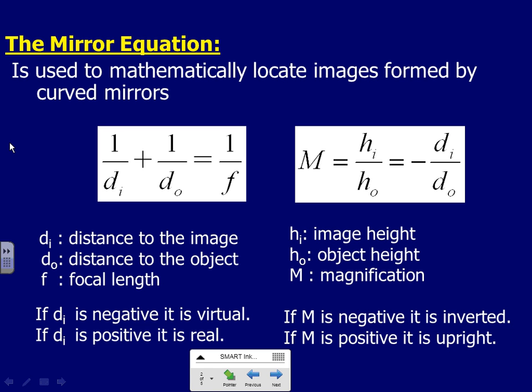Capital letter M stands for magnification. It's simply a factor of how big the image is compared to the object. Magnification is equal to HI over HO, or high over ho. It's just the way we say it.